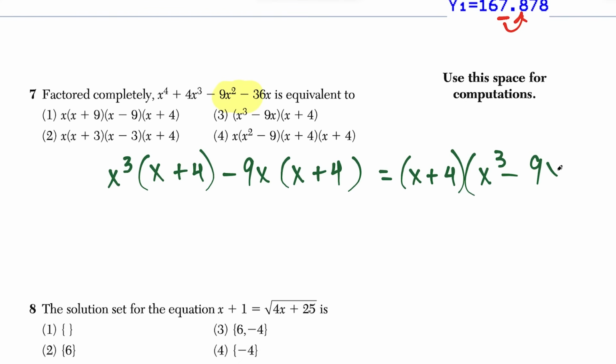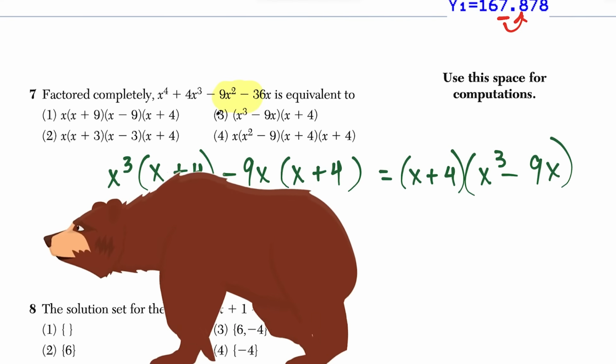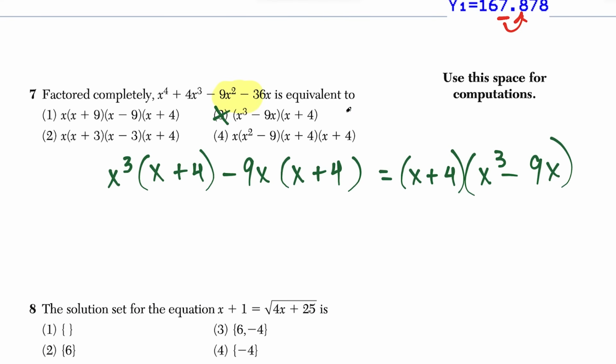minus 9x. So it's tempting to just jump right away to choice 3. Choice 3 is a very dangerous bear trap, okay? We have to be careful here. We have to make sure that we are actually factoring completely, which tells you to factor until you can't factor anymore. So usually when they say factor completely, you're going to have more than one step of factoring.